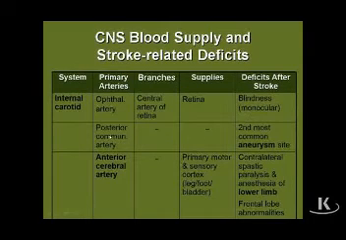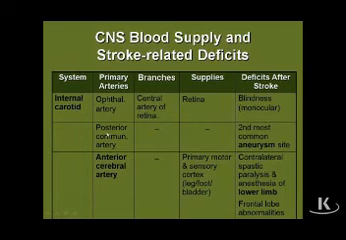Posterior communicating artery, as we know, there are two of them. They connect the anterior and the posterior circulations. At branch points of that posterior communicating artery is another common site, the second most common site, of the development of a berry aneurysm. Then, anterior cerebral artery, we've documented somewhat extensively.